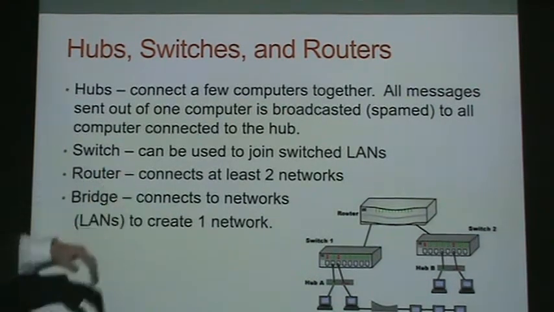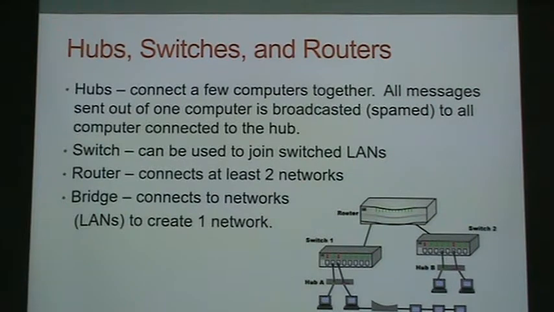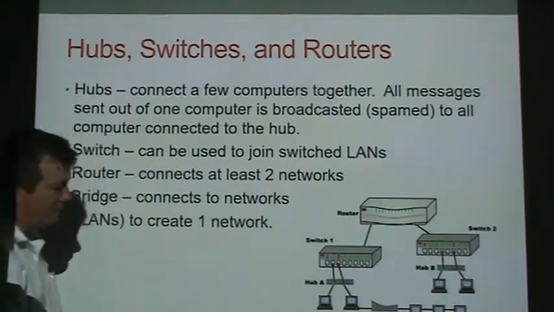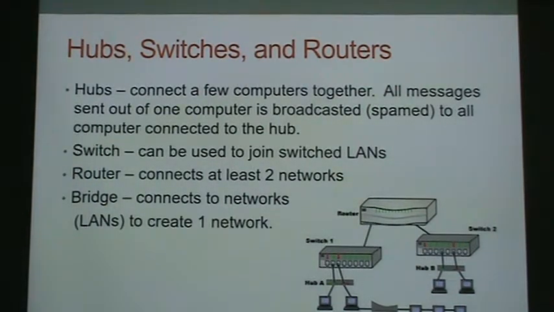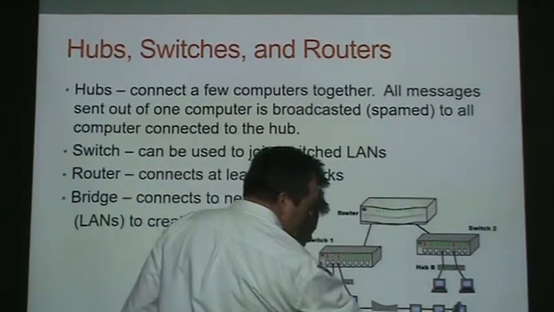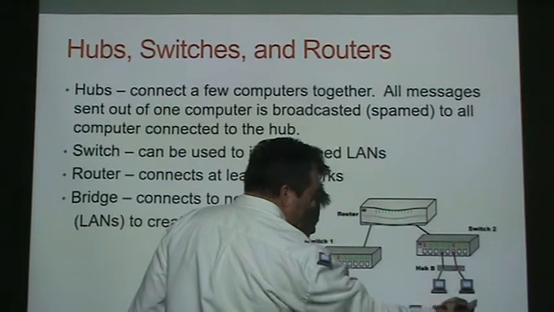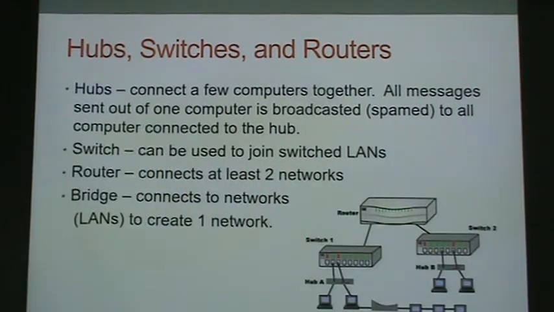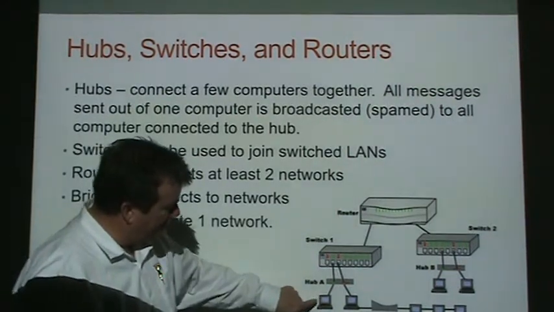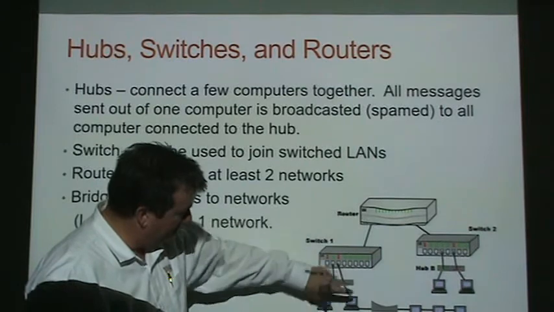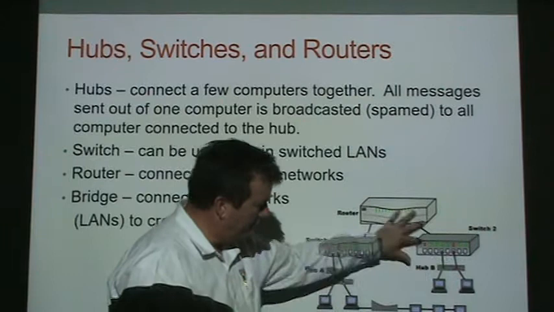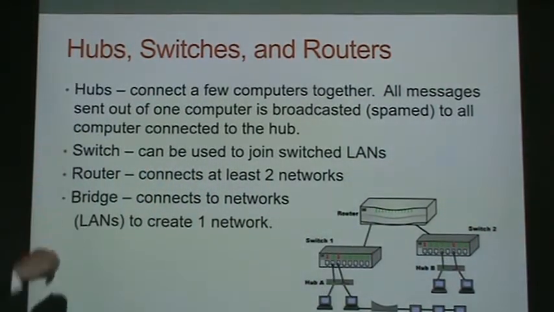A switch can be used to join switched LANs. So we could have multiple LANs plugged into this switch, and then we could route messages from one LAN to another. A router connects at least two networks together. So if this was a network, this piece was a network, and this was a network, then a router can connect those together. So the reason for this hierarchy is just to get messages that are internal, maybe internal to this hub, to get message passing faster. And then maybe inside our network we could get messages faster, and try not to go out to the internet if we can.